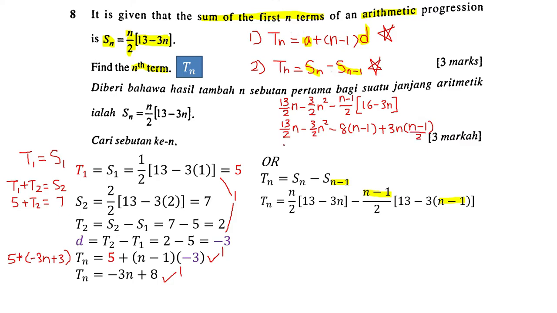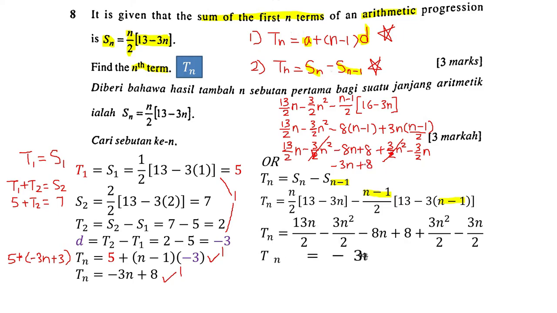Now let us simplify the whole thing here. 13 over 2 n minus 3 over 2 n squared minus 8n plus 8 plus 3 over 2 n squared minus 3 over 2 n. Negative 3 over 2 n squared and positive 3 over 2 n squared cancel off. And then 13 over 2 n minus 8n minus 3 over 2 n, let us count, gives negative 3n. So lastly, I have plus 8. With that, I get the same answer as the first method, negative 3n plus 8.